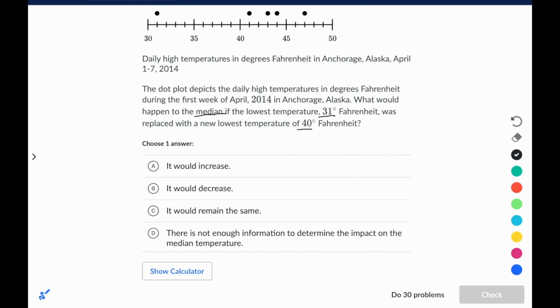Okay, something we should understand is that the median depends on the position of the values rather than the individual values themselves. The median depends on the total number of values. And since the total number of values stays the same, that means the median stays the same, because the median depends on the number of values. So the correct answer would be C. It would remain the same.